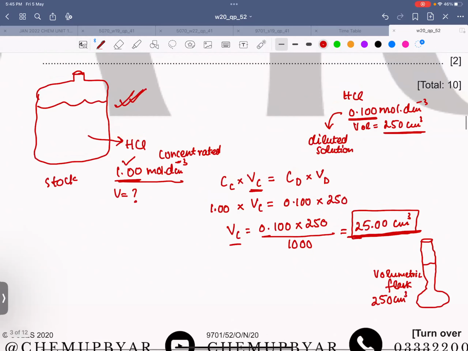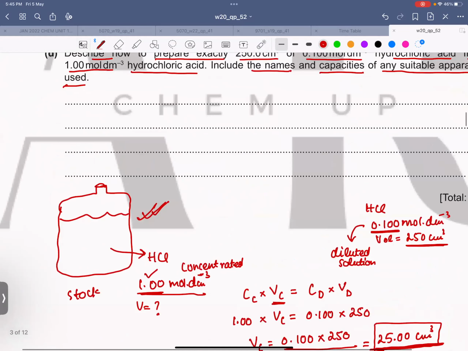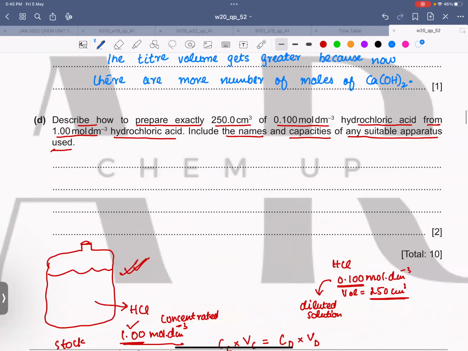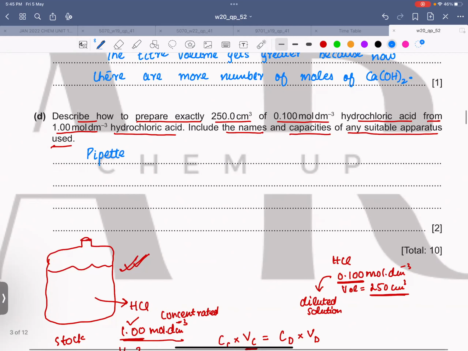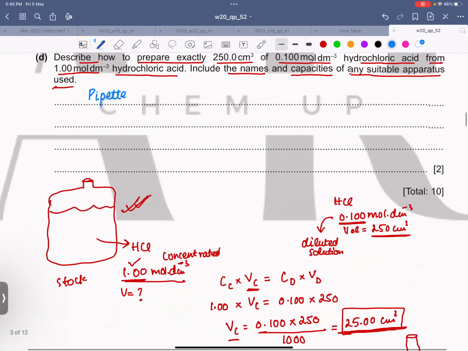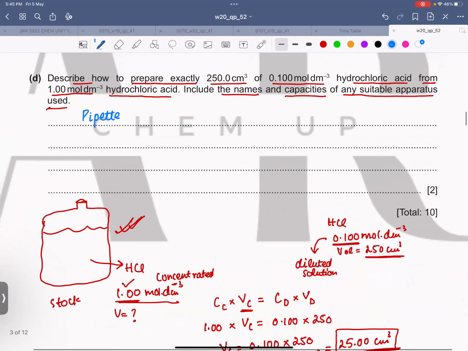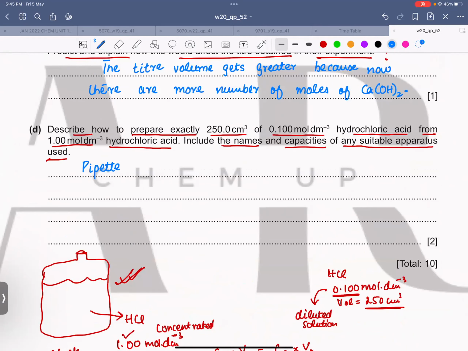Now let's look at the steps. How would you write it? First, you will write that to take the 25 centimeter cube of solution accurately, we use a pipette. So you would write first: pipette out 25 centimeter cube of 1 mole per dm cube hydrochloric acid. Okay.